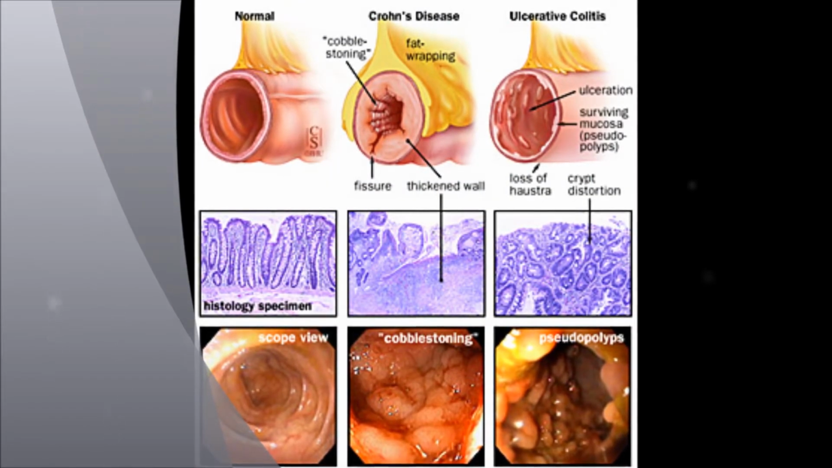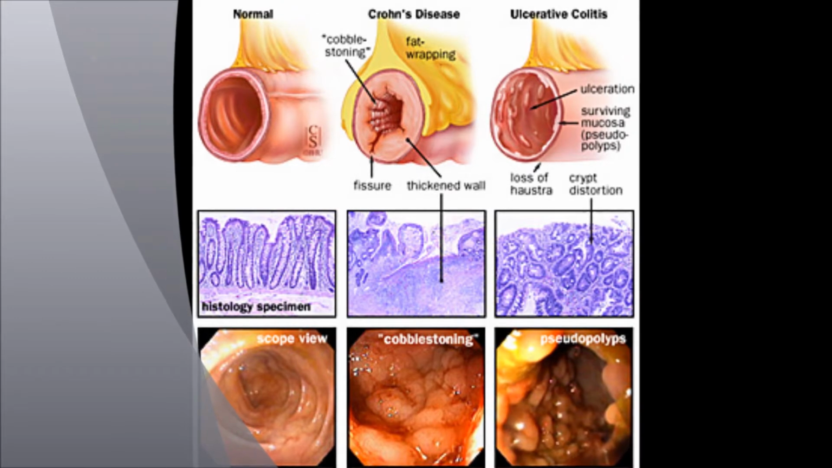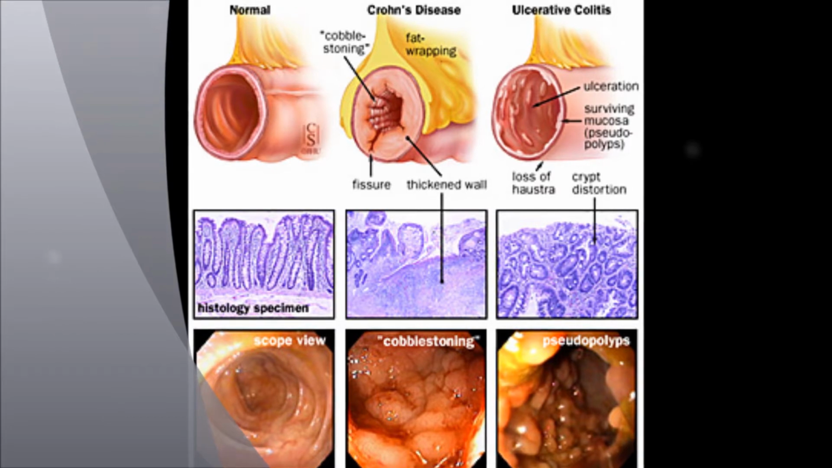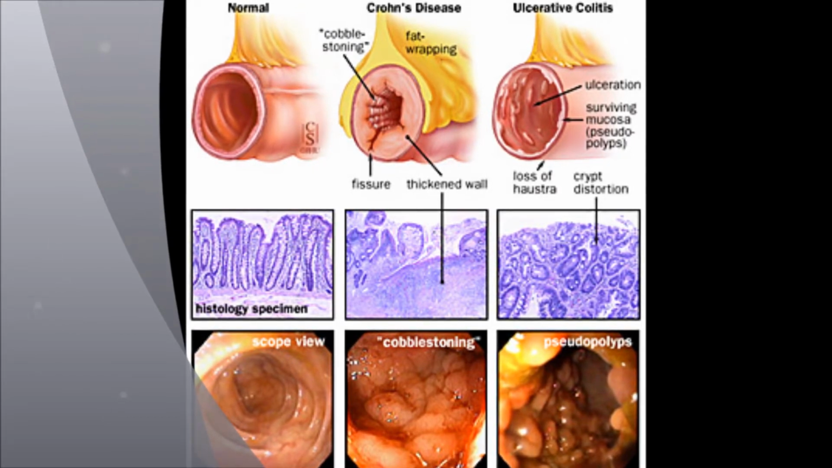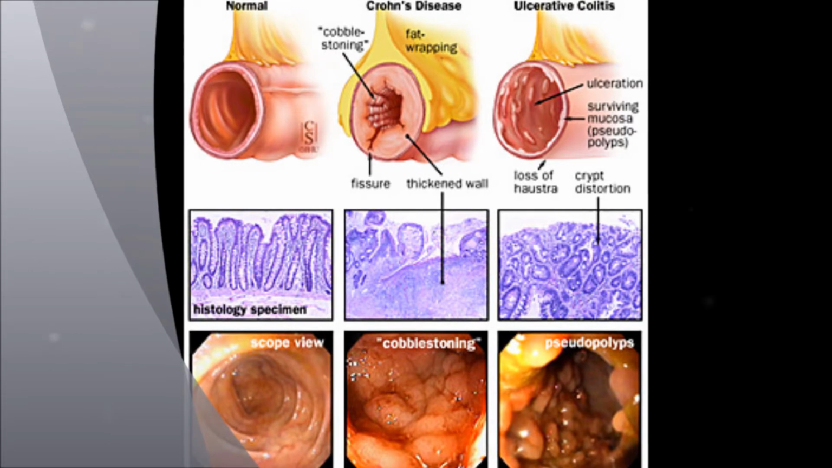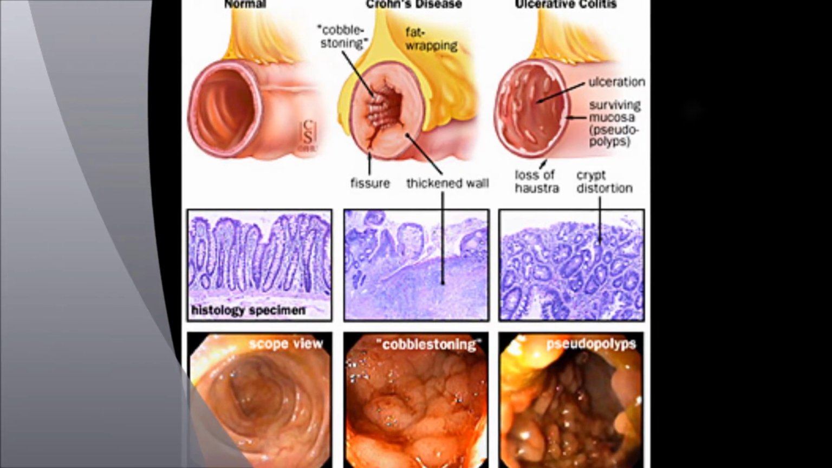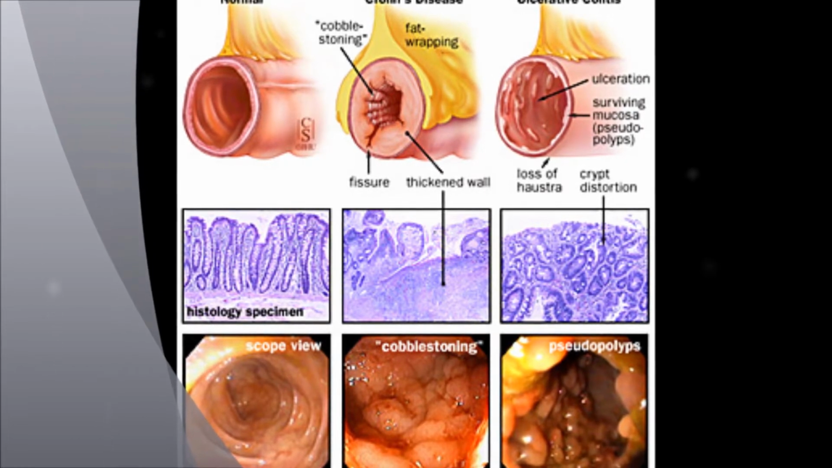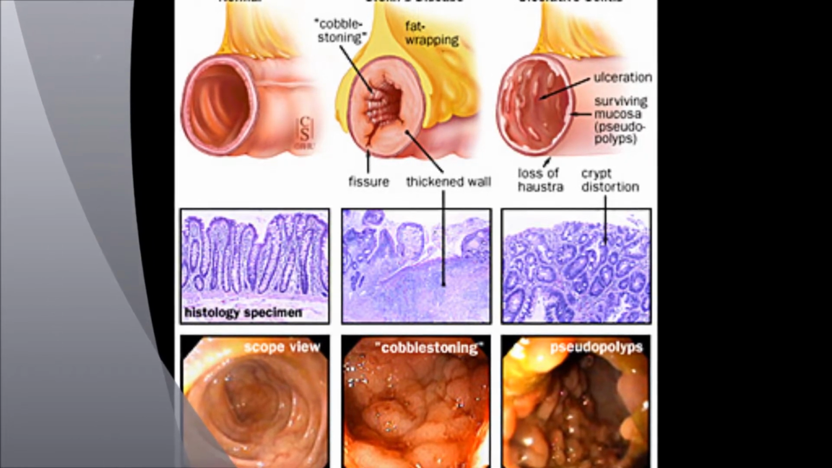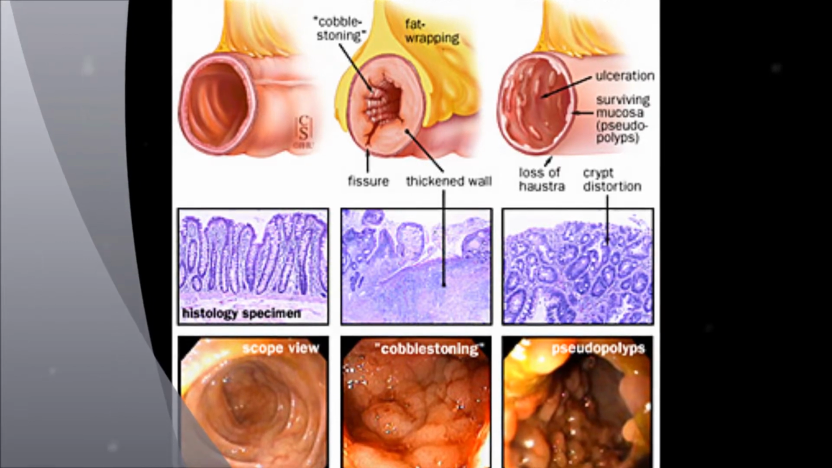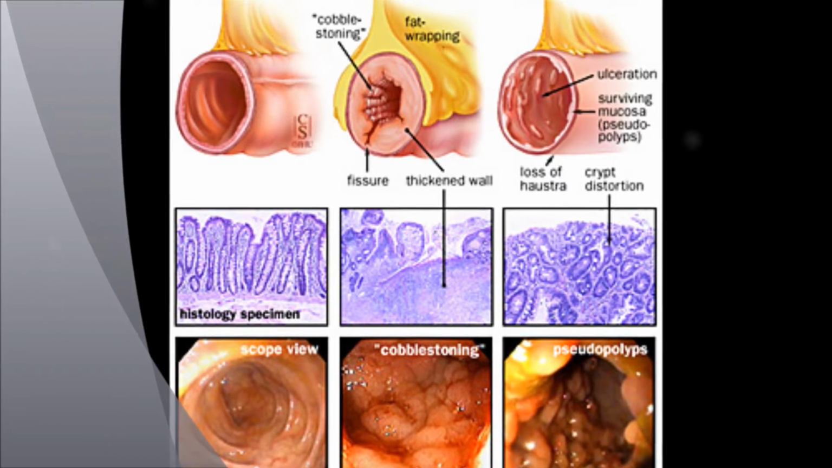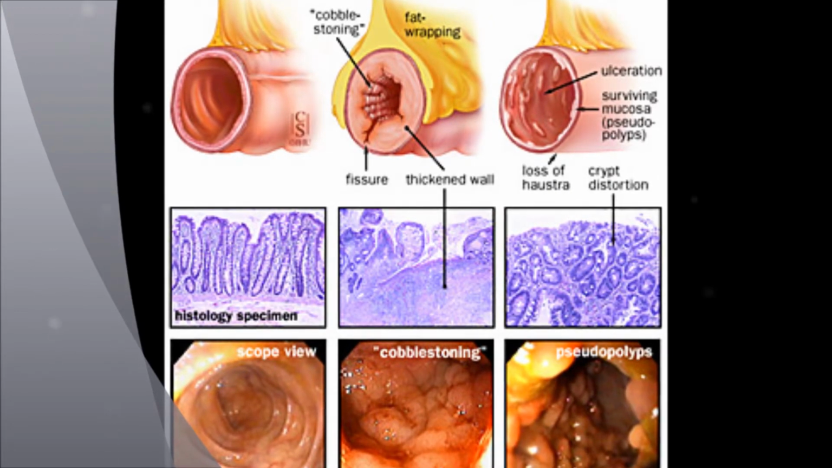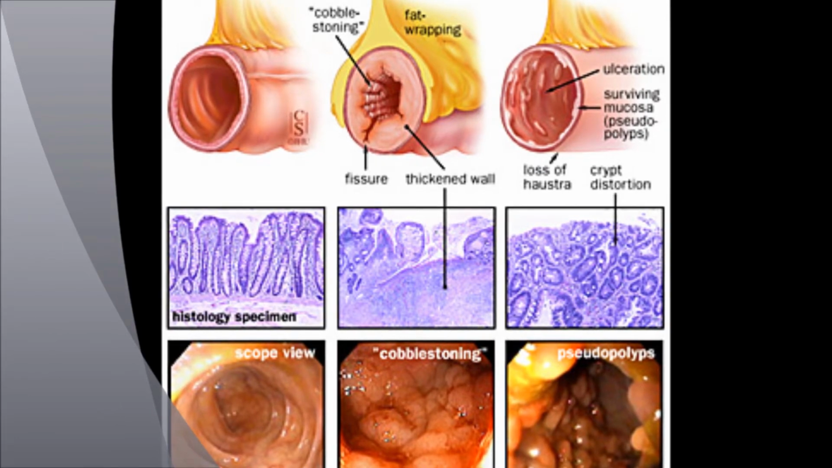This diagram shows the difference between a normal colon, a colon infected with Crohn's disease, and a colon infected with ulcerative colitis. With the colon that has ulcerative colitis, you can see that there is a loss of haustra and ulceration within the linings. You can also see that there is crypt distortion in the histology specimen below the diagram, and then you can see an actual inside of an intestine of what it would look like if it were infected versus the scope view of the normal intestine.